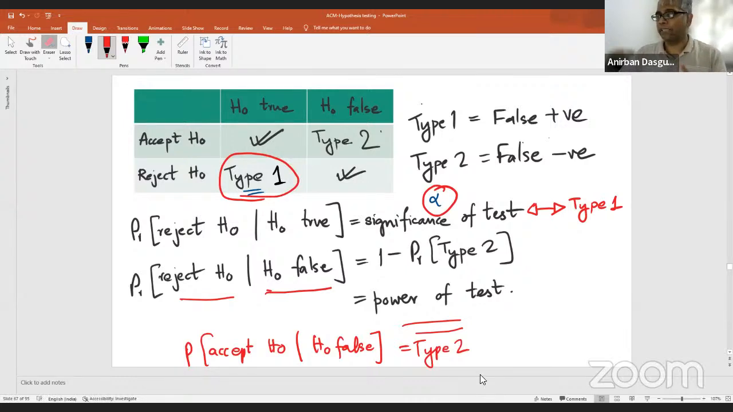And this is hard to make. This is hard because H0 is false does not give us much information. We are saying that H0 is false means the probability of the coin is not equal to half. It is not equal to half. But so what? That does not tell me. I mean, it gives me no way to quantify what is the probability that I accept H0.